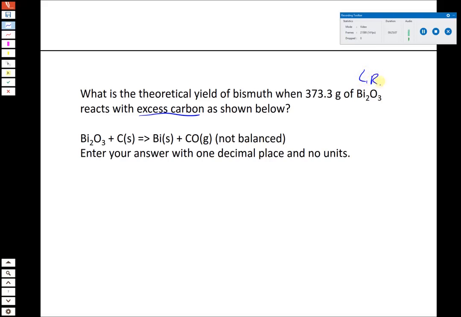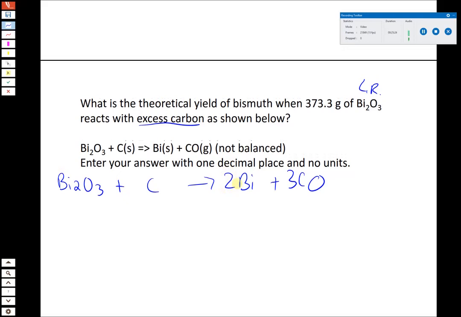But we do have to balance the equation. So we have Bi2O3. This is actually not too dissimilar from the last one, a reduction with carbon to make bismuth metal, and this time carbon monoxide. So if we have 3 oxygens, we need 3 COs. 2 bismuths, we need 2 in front of there. 3 carbons, we need a 3 in front of there.